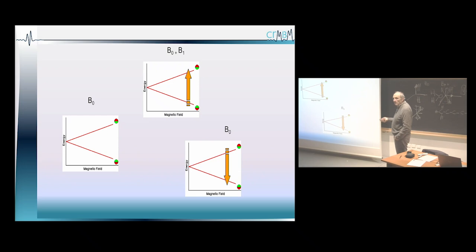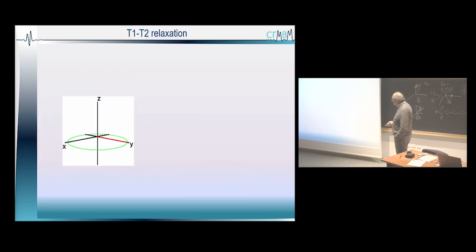And then, okay, this is a kind of summary as well. So B0 plus B1, you do this. And if you go back to B0, then you're going to go back to the previous situation. And this is what you are going to record to collect the NMR signal. And this is what we call relaxation. So relaxation means that MXY is going to be back to 0, and MZ is going to be back to MZ. Okay?